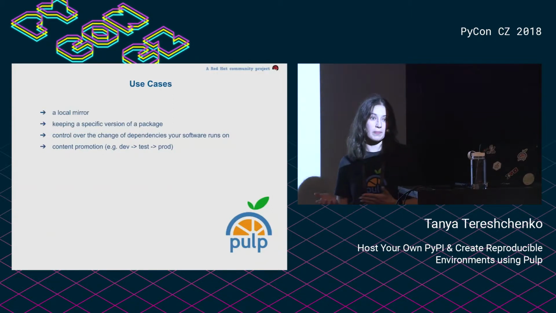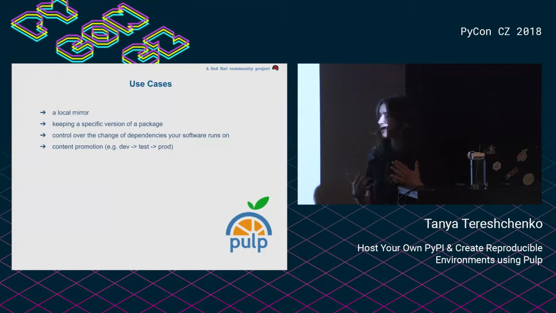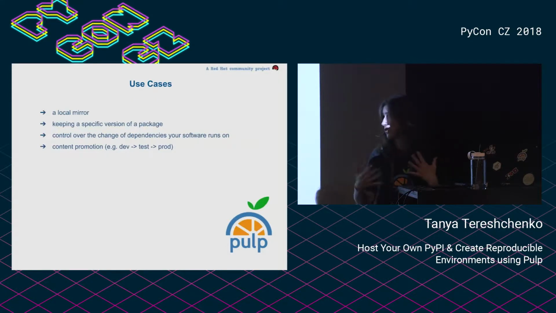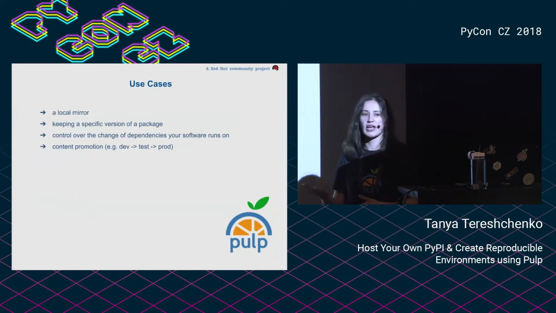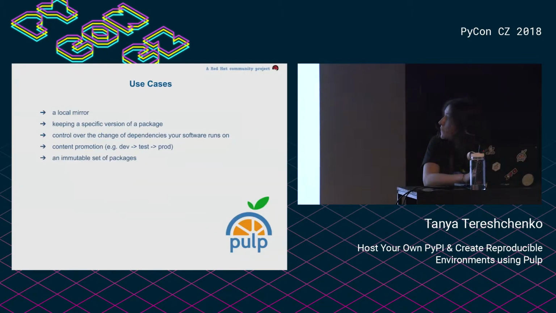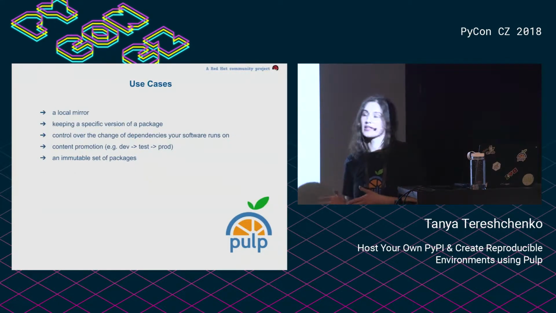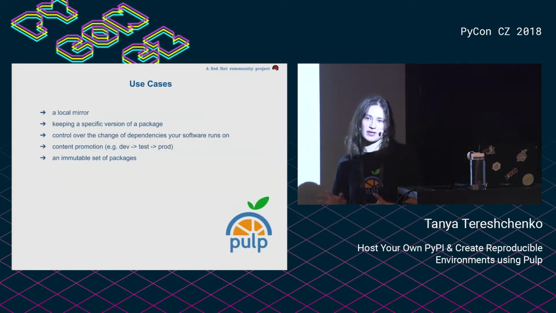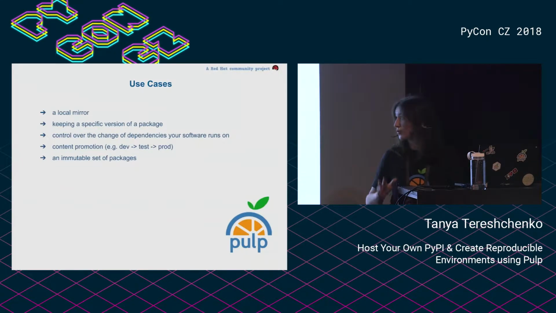Without a tool like Pulp, it can be either complicated or involve multiple tools, so it leads to more hassle and it's more error-prone. Yeah, and what allows us to do that, just to emphasize that with Pulp you can have an immutable set of packages, so it won't be changed and you can rely on that.